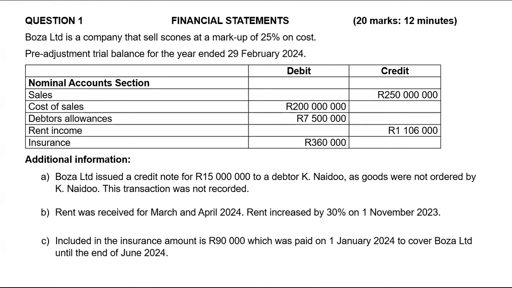Now, let us look at this example here. Basically, this is how the June exam will probably look like. All the general journal entries, they'll have their own question in the general journal, but it won't be that hectic. I know my students think it's that hectic. This is about Boza Limited, okay, Boza. Boza Limited is a company that sells scones at a markup of 25% on cost.